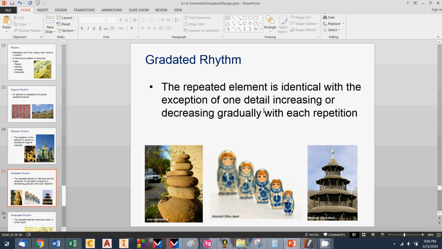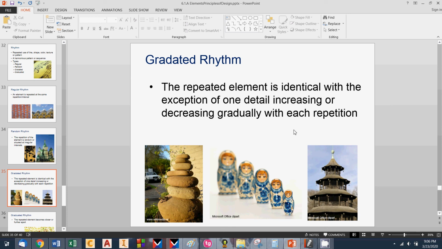Gradiated rhythm involves a repetition with a change in size. It can be a change in one of the elements of design where we see a progression. So for example, all of these ones involve a change in size. Large rock to small rock, large Russian doll to the small Russian nesting doll, large pagoda to a small pagoda.